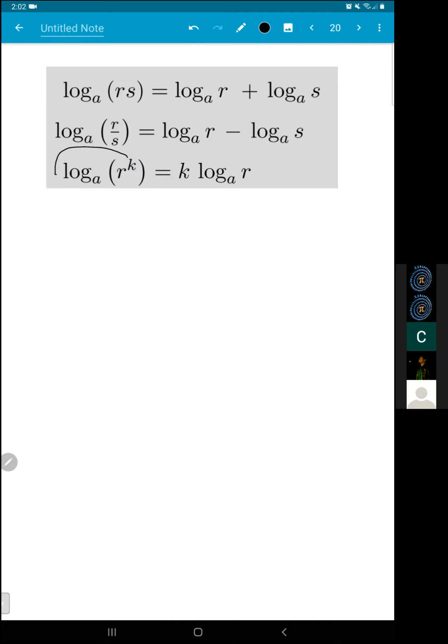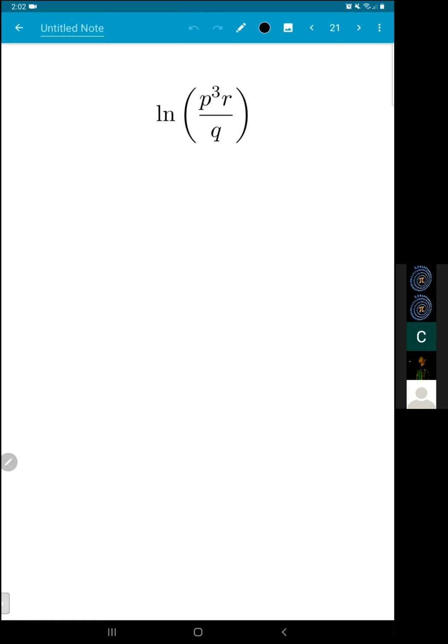Now, we won't prove these properties. I think the proof is given in the module I sent you, so you may want to check that out. But the more important thing, of course, for you is to know how to use them to solve logarithmic equations or exponential equations. But first, let's get familiarized with the use of these properties.